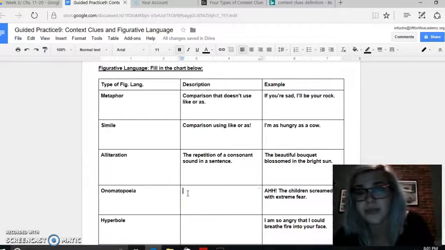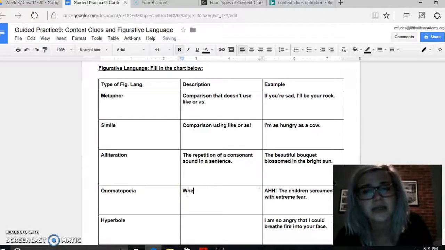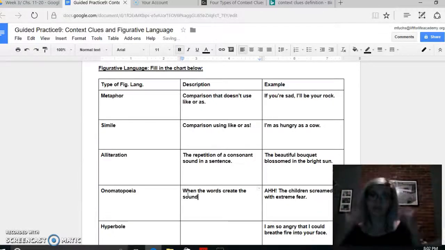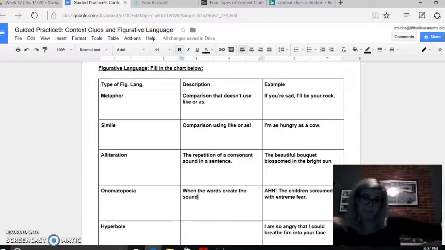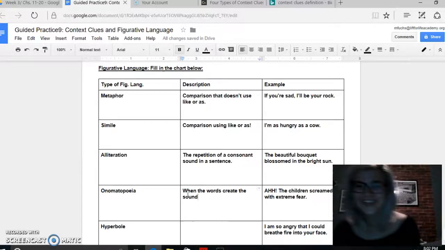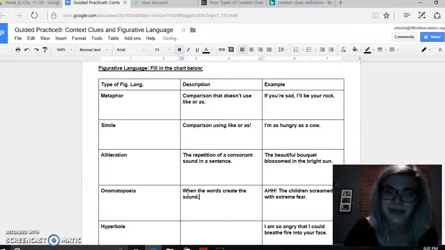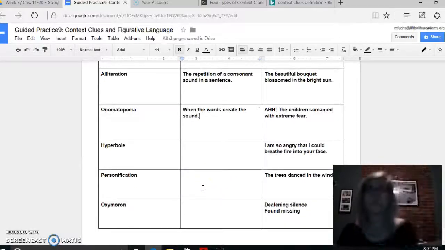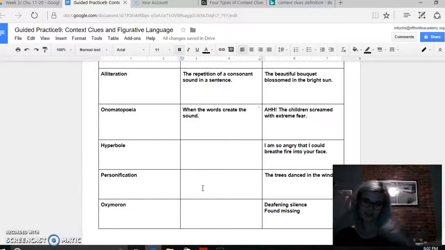Onomatopoeia is when, how can we define this? When the words create the sound, okay? So the word actually makes a sound. So blam, pow, wahoo, or ah, the children screamed with extreme fear, okay? That's an onomatopoeia. So in a lot of comic books, they have it. They actually show you the sounds, okay?